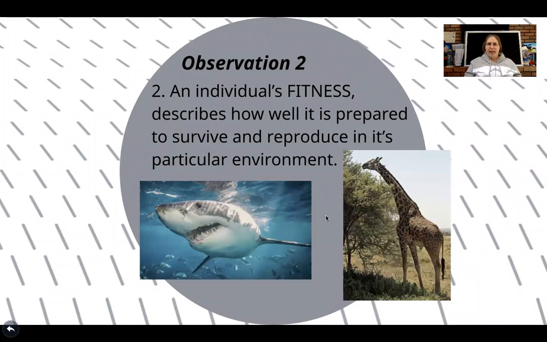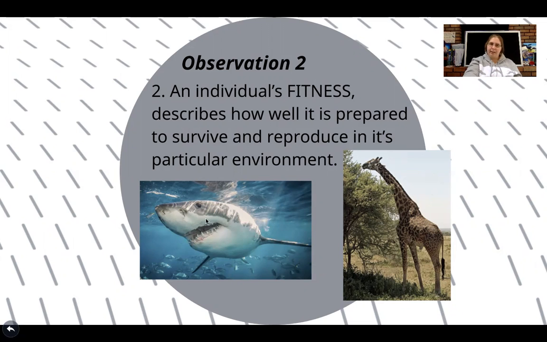Observation 2. An individual's fitness describes how well it is prepared to survive and reproduce in its particular environment. That's a key point. Both of these organisms that I've pictured here are very, very successful. So they are both very successful in their environments. They both have high fitness in their environments. Here we have the great white shark. All of its adaptations, everything that allows it to survive, is what makes it such a successful organism. It has extremely high fitness in the ocean.